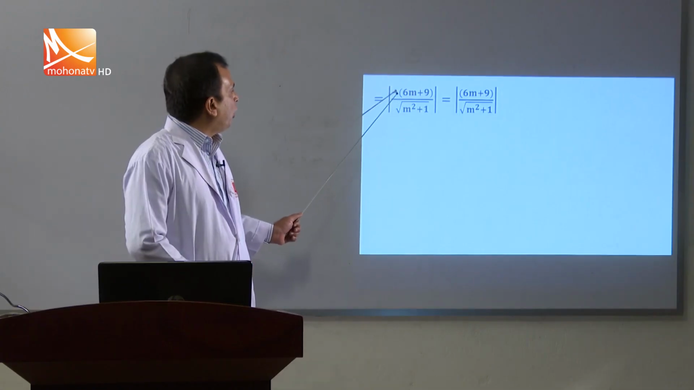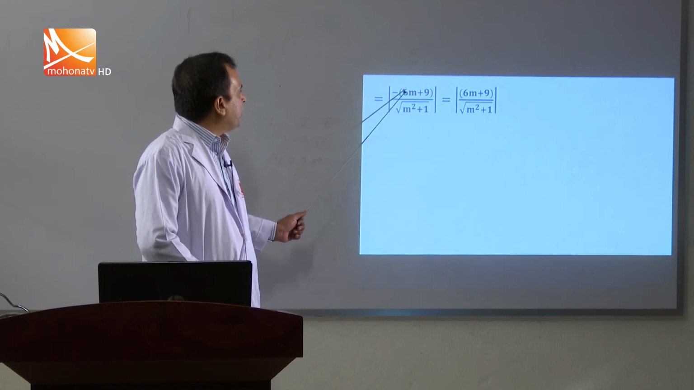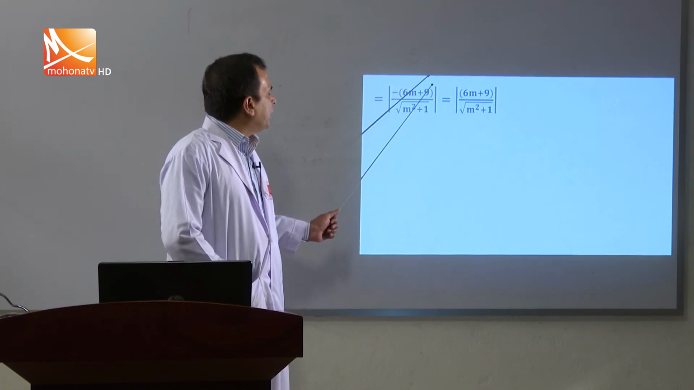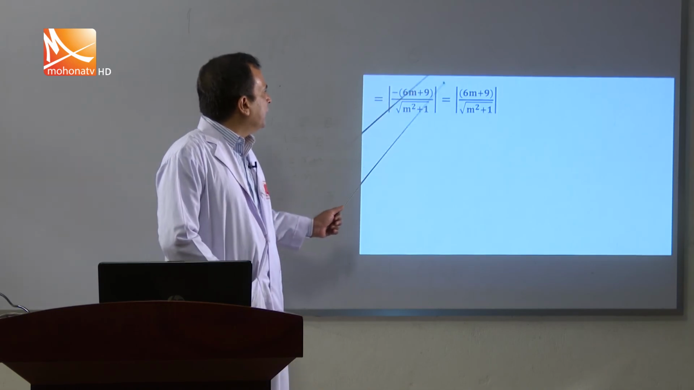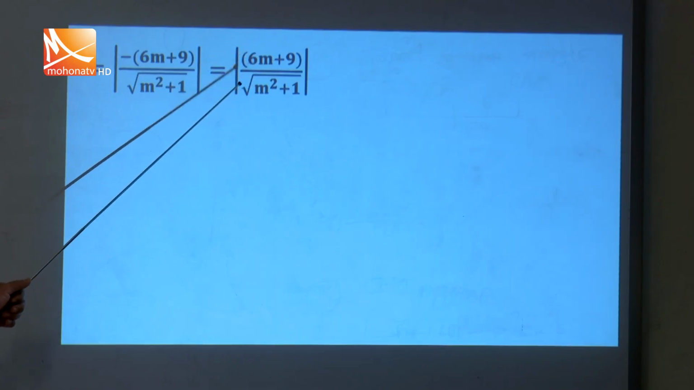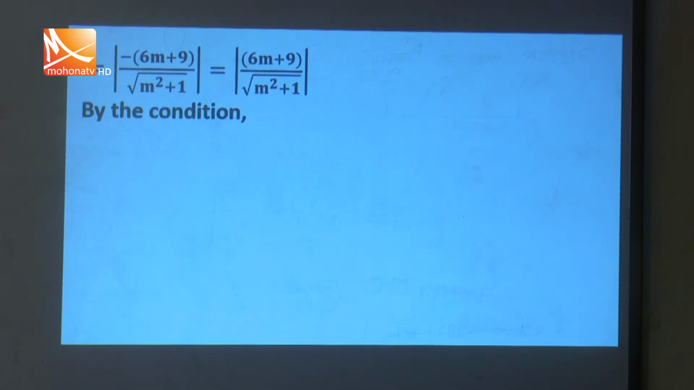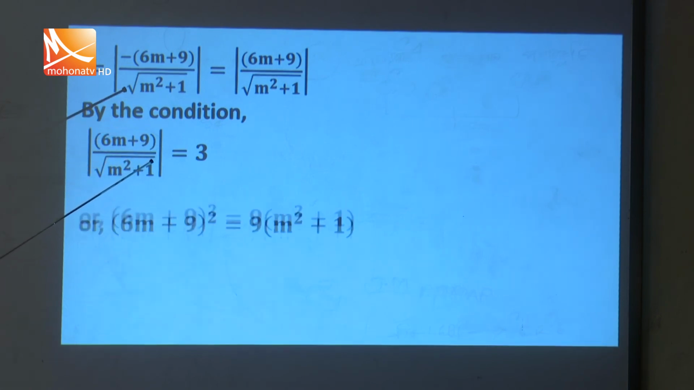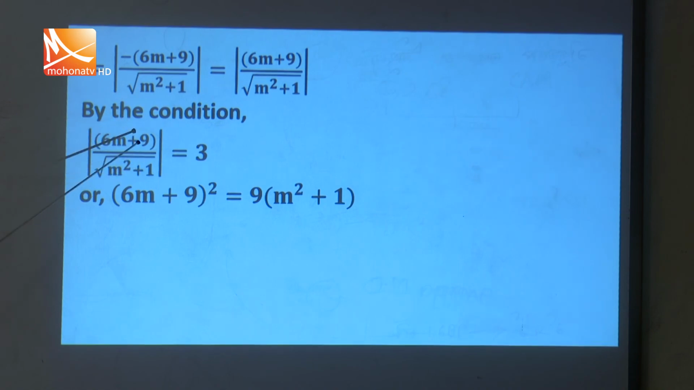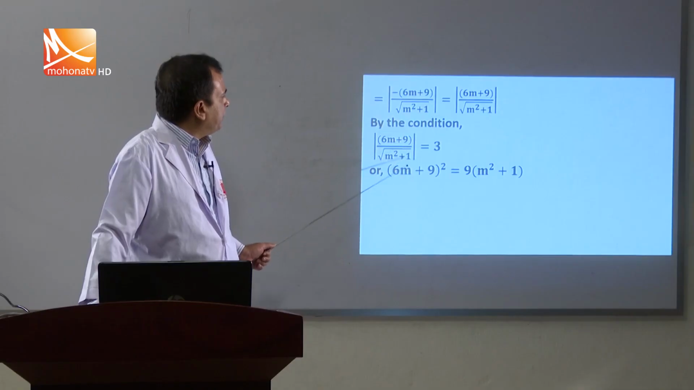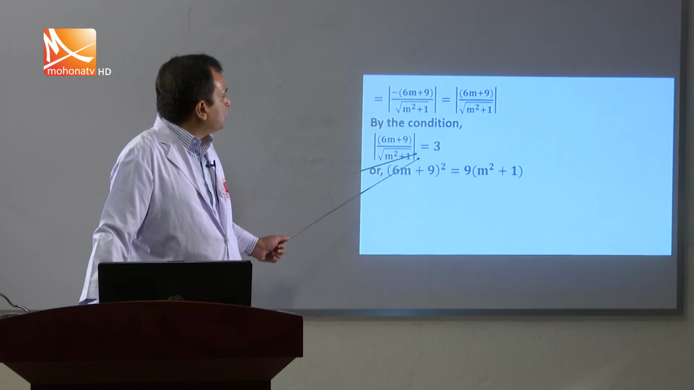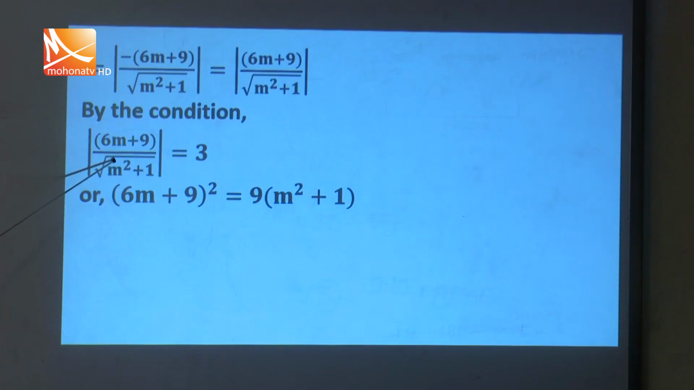You just see that this equals the absolute value of minus 6m plus 9. Due to the absolute value, this minus will be cancelled. We can avoid this minus sign. So absolute value of 6m plus 9 by root over m square plus 1. By the condition, you just see that the absolute value of this equals 3. So if we square both sides, then we will get 6m plus 9 whole square equals 3 square is 9, and if we square the square root, it will be 1 plus m square. Okay.